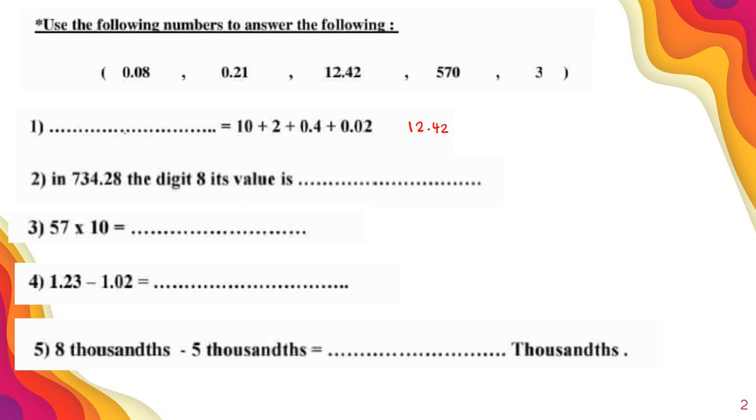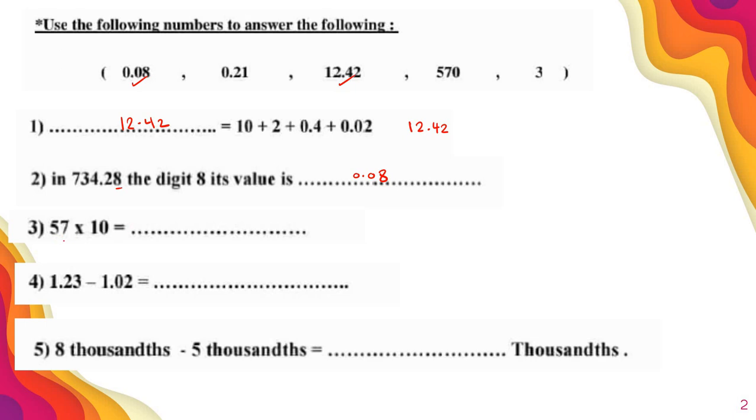And here I go. This is the answer, 12.42. What about this one? In 734.28, the digit 8, its value is... I have to know the difference between the value and the place value. Here, 8 is in which place? After the decimal point I have 10th and I have 100th. So 8 here is in the 100th place, so its value is 8 hundredths. So it will be 0.08. And here is my choice.